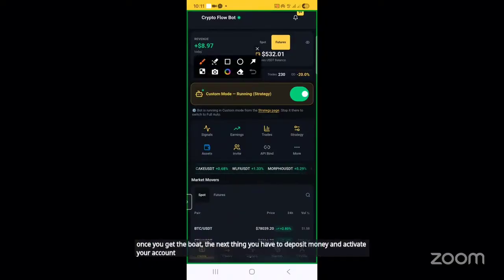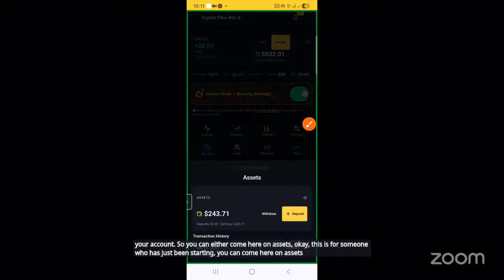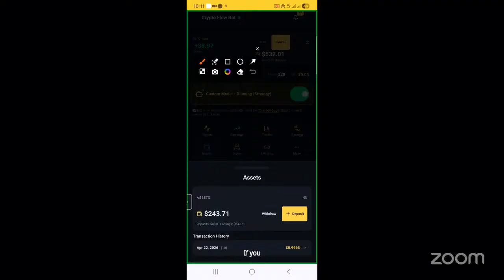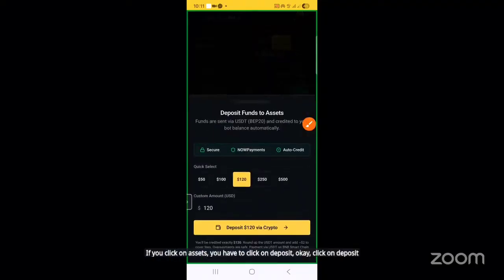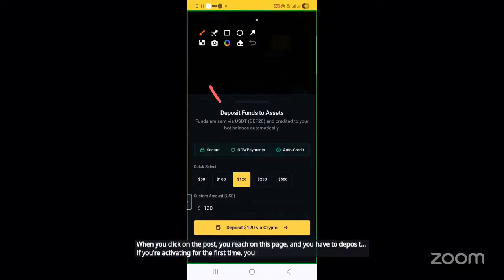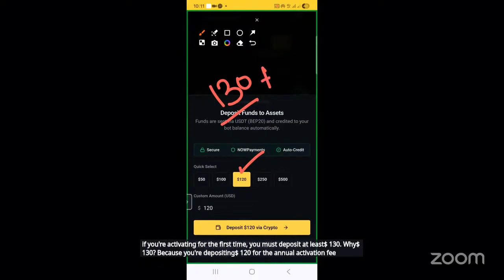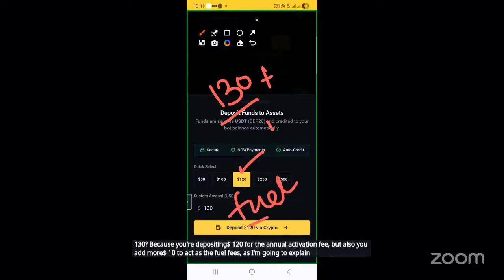So you can either come here on assets. Okay, this is for someone who has just been starting. You can come here on assets, or if maybe you want to guide someone, if you click on assets, you have to click on deposit. When you click on deposit, you reach this page and you have to deposit. If you're activating for the first time, you must deposit at least $130. Why 130? Because you're depositing $120 for the annual activation fee, but also you add $10 to act as the fuel fees, as I'm going to explain what the fuel fee does.